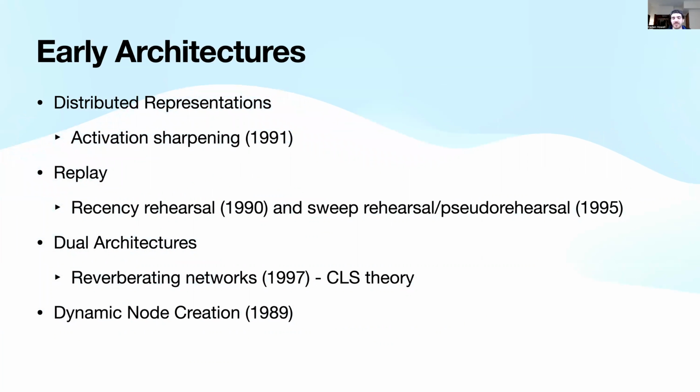Then you have replay. These are a broad class of methods that exist well into today. And indeed, so do distributional representations, but I'll get to that later. The replay methods considered here are just a simple recency rehearsal, where the idea was simple. You take the three most recently trained items, add them to a buffer, and train them with the newest item to prevent catastrophic forgetting. And then there's sweep rehearsal, which is just every epoch you randomly sample previously trained items to be in your memory buffer.